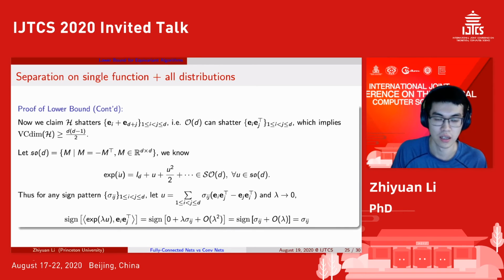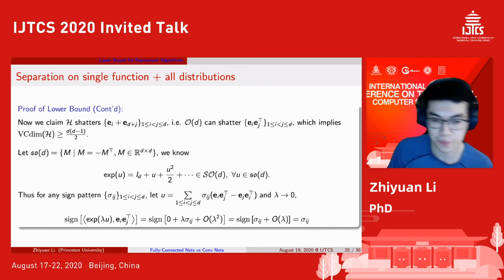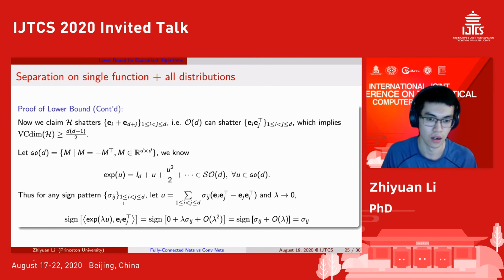And the proof is just to shatter these examples in the tangent space of the special orthogonal group, which is this small so(d), the set of skew-symmetric matrices. So when this lambda is sufficiently small, the inner product will have the same sign as this sigma ij. Sigma ij is our desired sign pattern. So for any desired sign pattern, we can always pick a sufficiently small lambda and construct U in this way. And the claim is that the exponential of U, which belongs to the orthogonal group, can give us this desired sign pattern.